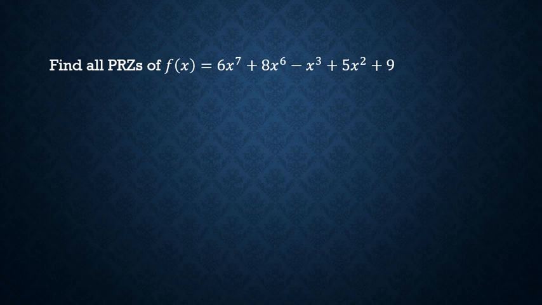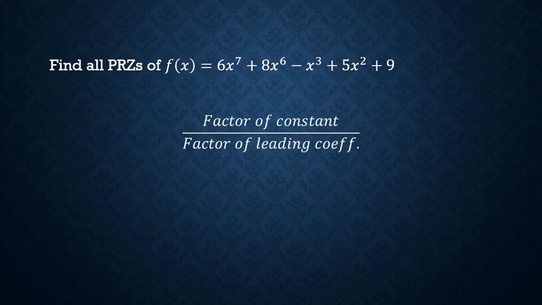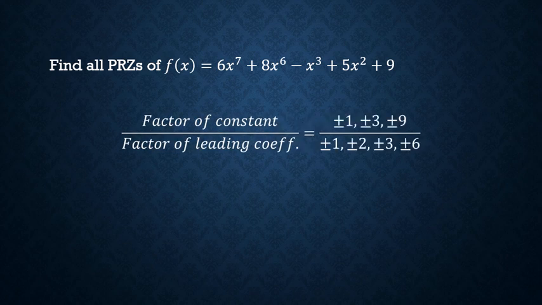All right, so let's see if you are correct. We need all the factors of the constant divided by all the factors of the leading coefficient. Factors of the constant term, plus or minus 1, plus or minus 3, and plus or minus 9. Factors of the leading coefficient are plus or minus 1, plus or minus 2, plus or minus 3, and plus or minus 6. So we're going to have several possible combinations here.